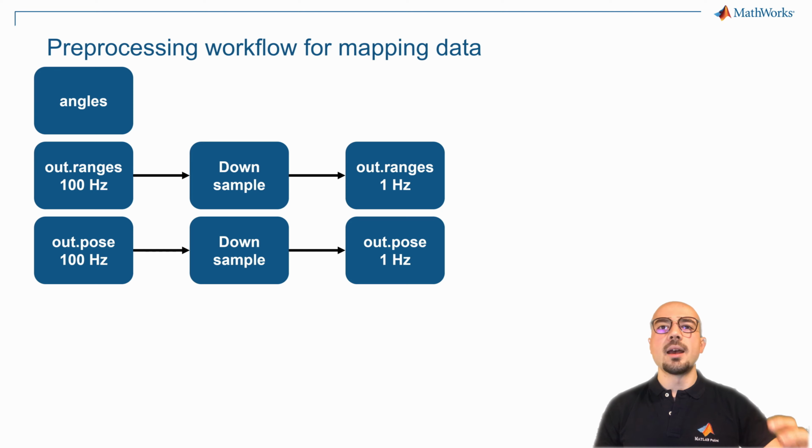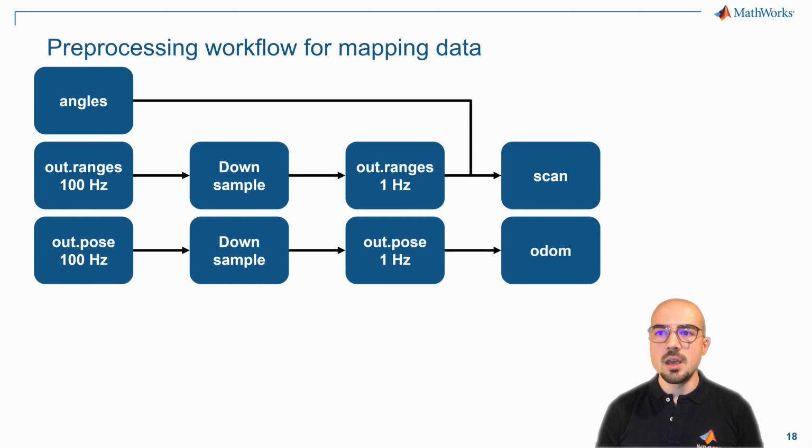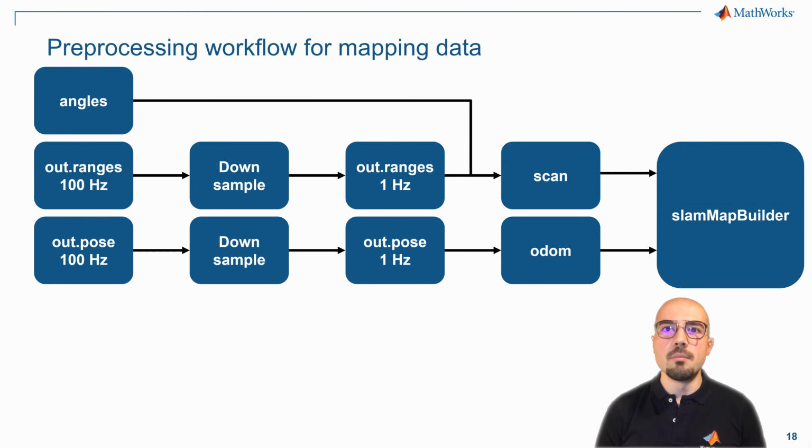Then by using these ranges and the pose and the angle information, we can generate the set of information called scan and odom, that stands for scanning and odometry. This information will be used by the specific app that I will show you, called SLAM Map Builder, that will generate the overall maps. This part can be processed in the application, but we decided to use some MATLAB code in order to speed up the process.